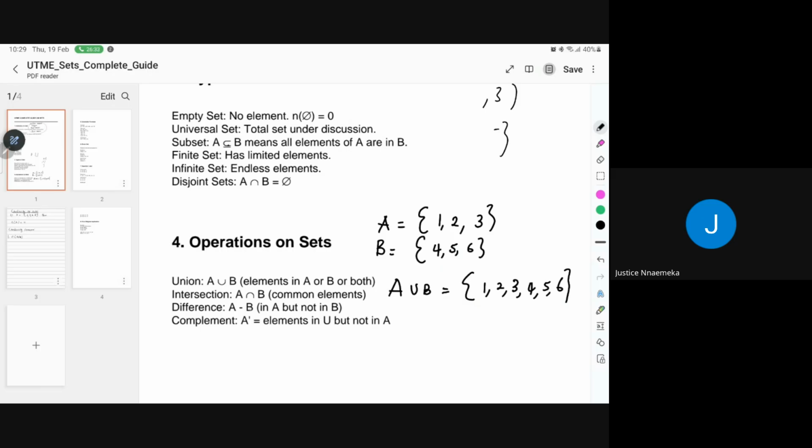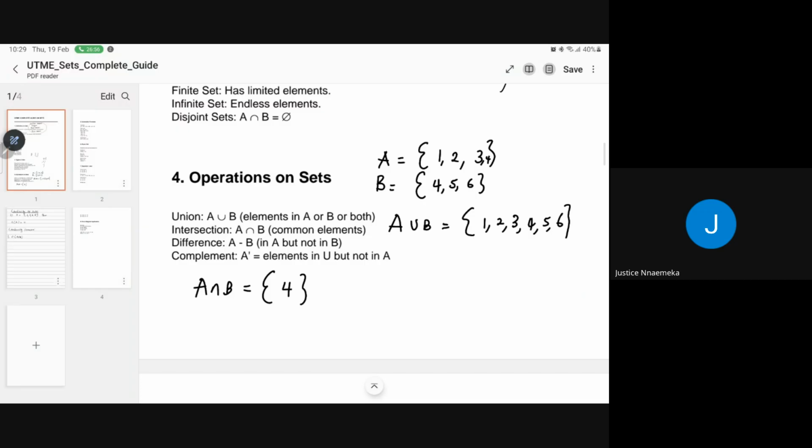Now, if I want to talk about intersection, A intersect B is what they have in common. Let's assume that we have 4 right here in both. So what they have in common is going to be 4. That's the intersection. Now, the next thing is the difference of a set. A minus B simply means elements in A, but not in B, like you can see here.